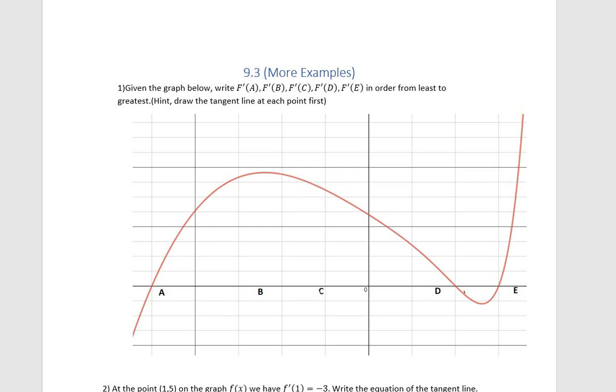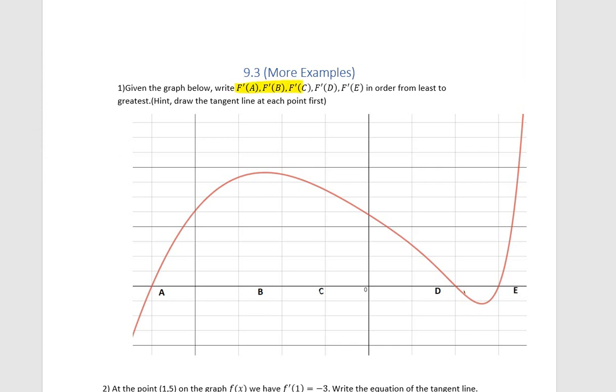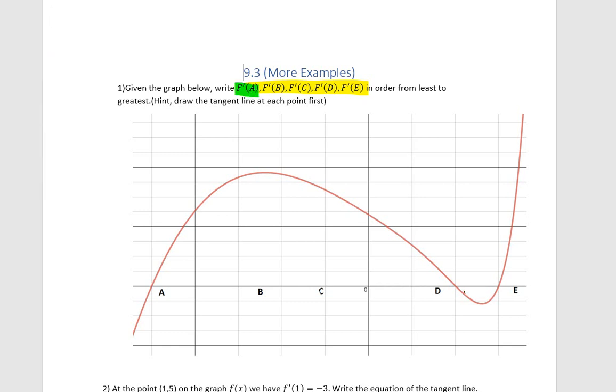So the key thing to remember is that these are the slopes of the tangent lines at that point. For example, if we look at f prime of a, when I look at that point on the graph, it's going to be the slope of the tangent line there. And that's the same thing for all of these.